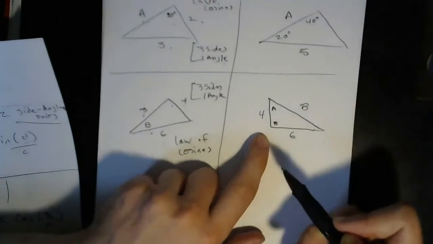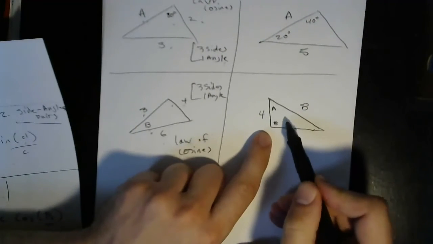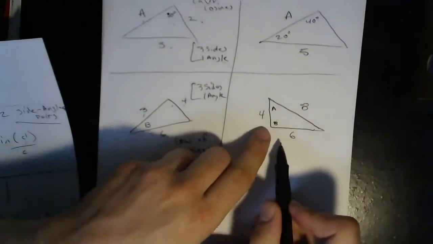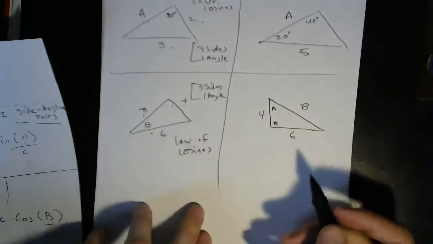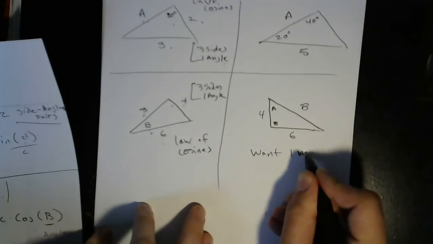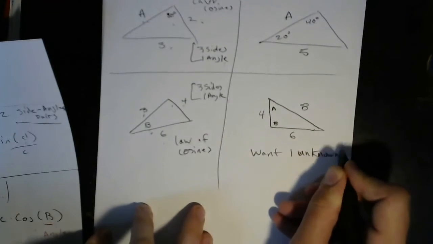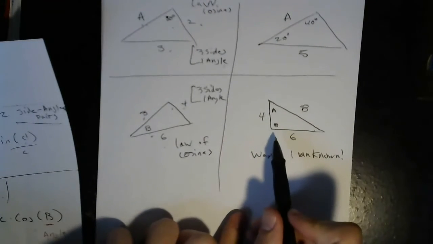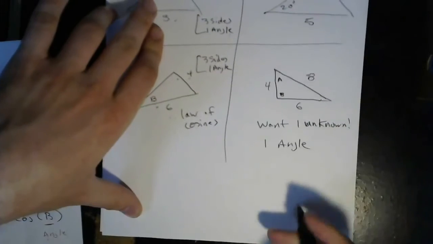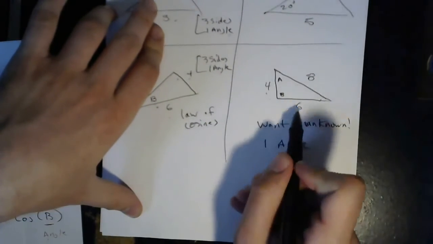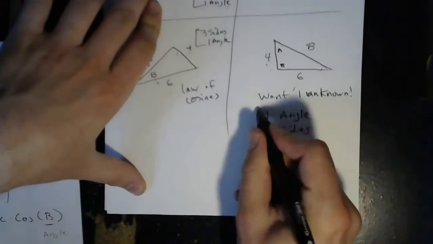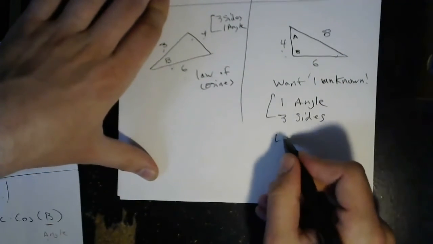This next case is going to illustrate that. Here, A and B are both unknown. So we can't use both A and B. We only want 1 unknown. So we only have 1 angle here. But fortunately, we do have 3 sides that are all known. So again, for the third case, we have law of cosines.